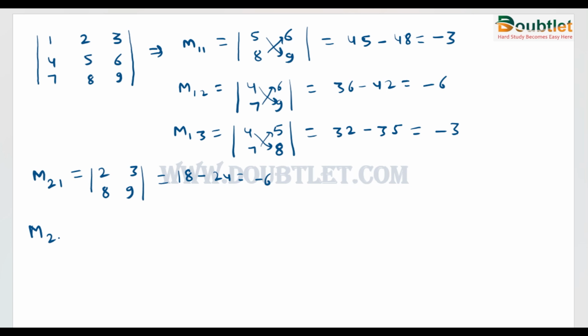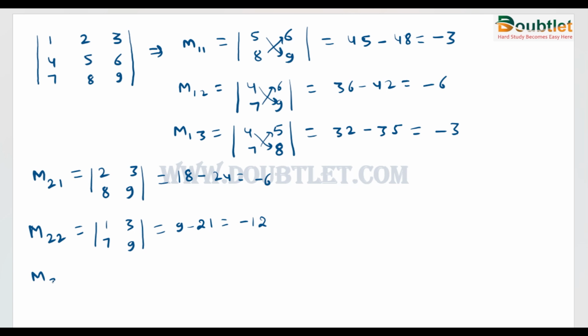Now we will find the value of M22. So M22 is second row and second column. So we will remove them and we will find the determinant of the remaining matrix. So what we will get? We will get 1, 7, 3 and 9. And if we solve this, this will become 9 minus 21. This will become minus 12.